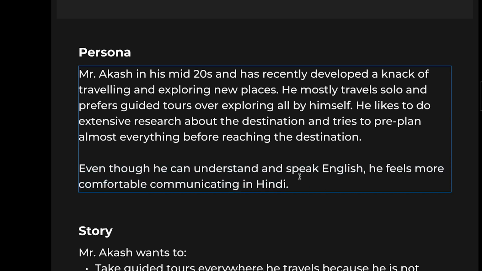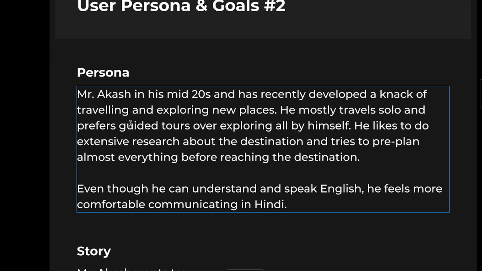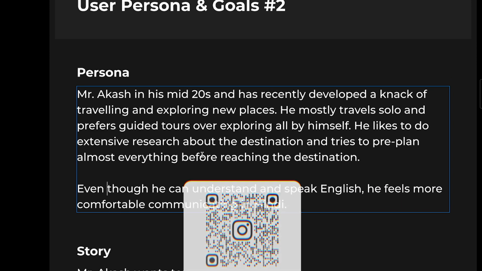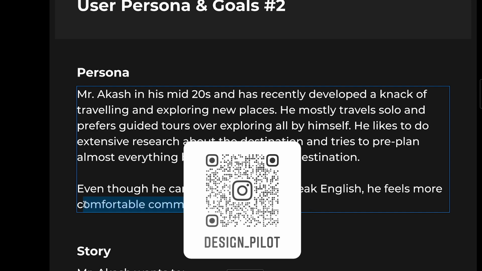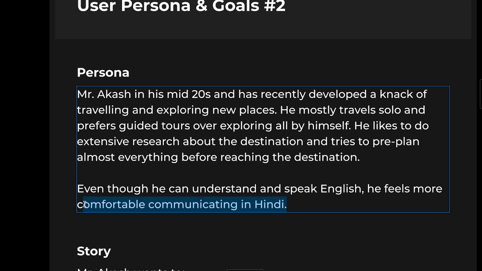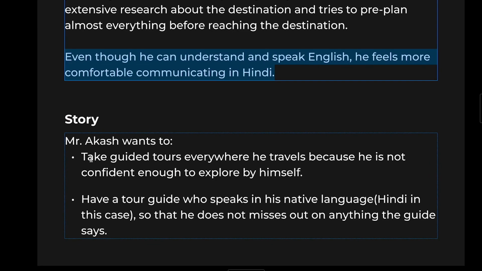Now the problem here is, why is it important to have this information, right? Because Mr. Akash is a traveler. He's not the tour guide, right? So him being able to communicate or speak in Hindi doesn't matter here at all, as long as he can speak and understand English. Why is this information relevant if he's not the tour guide? Because if you are the person who's traveling, you're just going to be listening. You're just going to be seeing. You're not going to be talking much, right? But anyway, let's continue. Now here there's a user story.